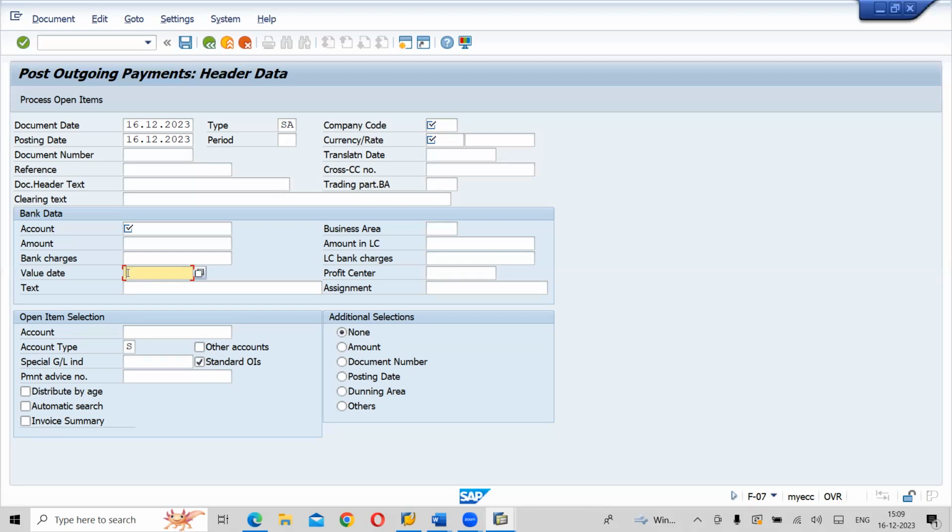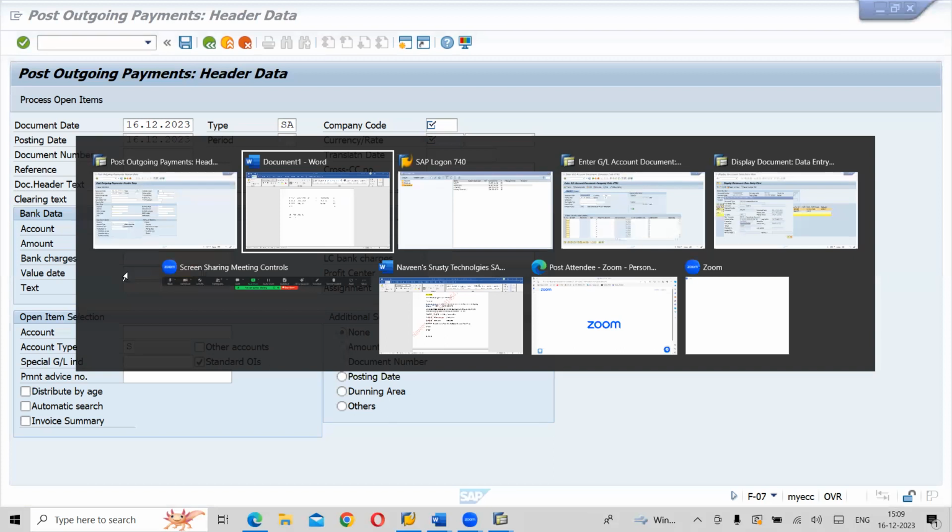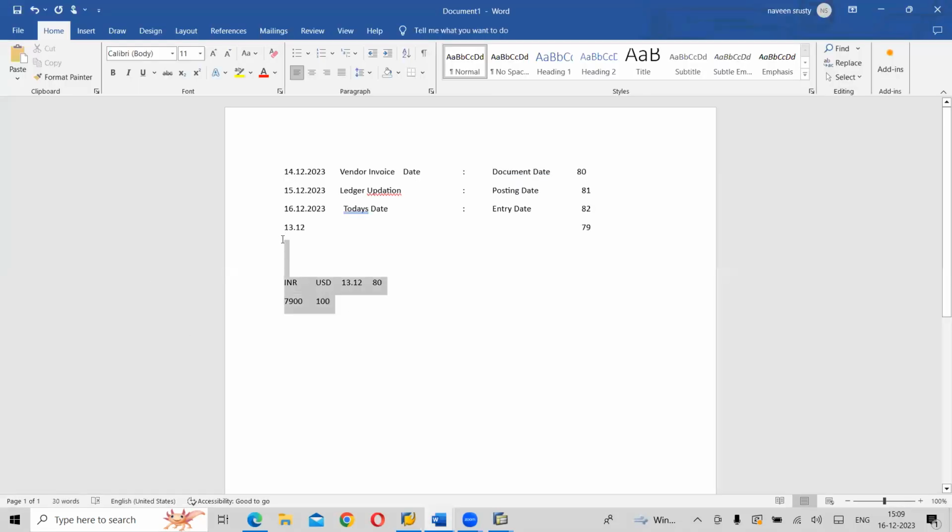Next one, write down baseline date. Baseline date. For example, we are purchasing or selling goods or services, and the payment term is 30 days credit. What does it mean? We purchased goods from a vendor and we have agreed that we are going to pay within 30 days, or in 30 days.